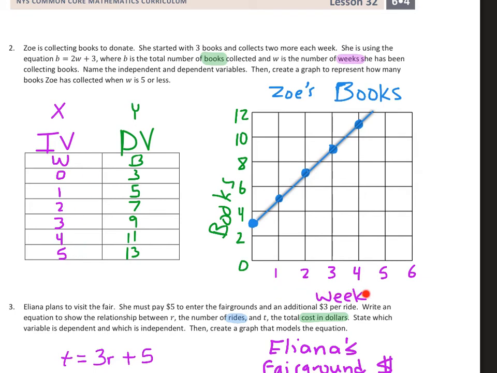So again, my independent variable is my X axis. I labeled it weeks. My dependent variable is my Y axis. I labeled it books. And my title is Zoe's Books. And so you'll see this one does not start at 0, 0. This one starts at 0, 3. And then it goes up, and I divided these by 2's because I can't just put this one as 3.